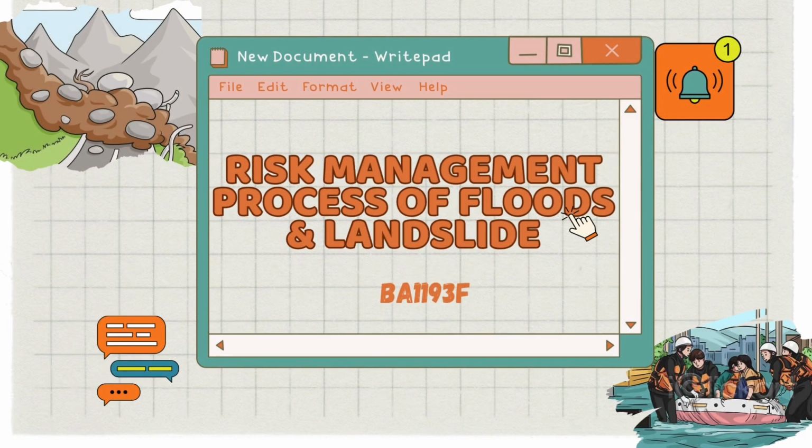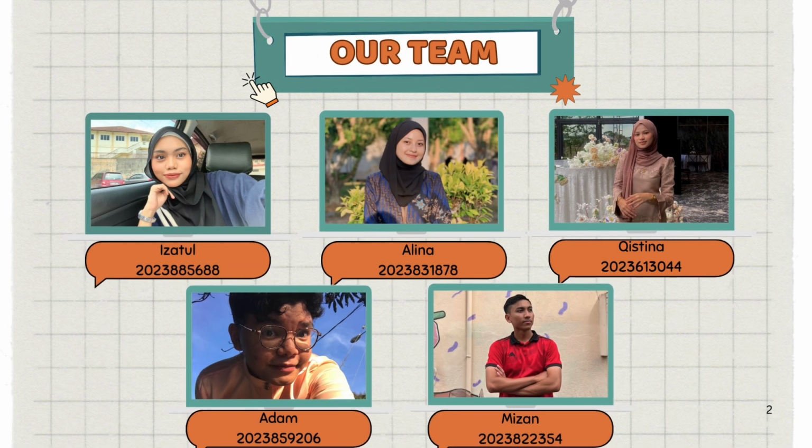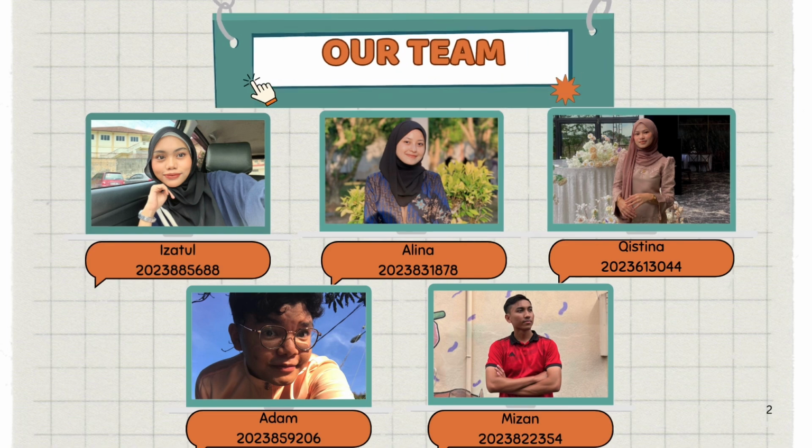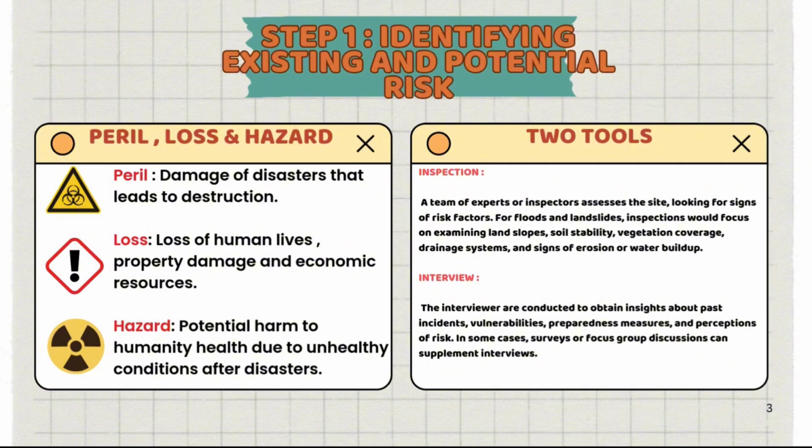Our group will represent the risk management process of floods and landslides. And this is our team of 5 members. Step 1. Identifying existing and potential risks.